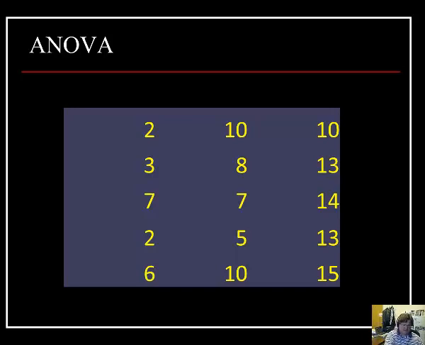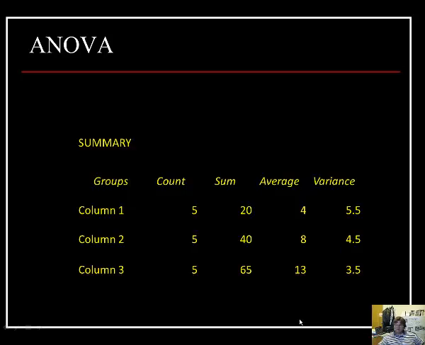So let's create some dummy data, and let's say we got 3 groups. Each column is a group: Group A, Group B, and Group C, and there's 5 people in each group. Subject 1, Subject 2, 3, 4, 5. So here's the 5 people in Group 1, and then the second column is the 5 in Group 2, and the third column is the 5 people in the third group.